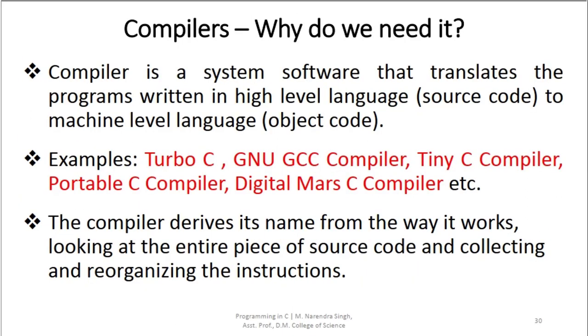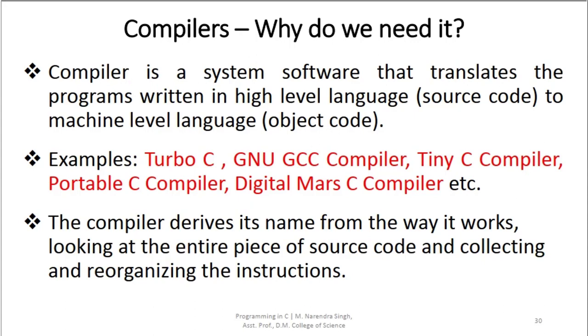Now, let's see compilers. Why do we need them? A compiler is a system software that translates the programs or codes written in high-level language to machine-level language, that is object code. What is written in high-level language is source code, and what is converted to machine language is object code. So we use a compiler to translate the program written in high-level language to machine-level language so that our computer hardware understands our instructions or commands.